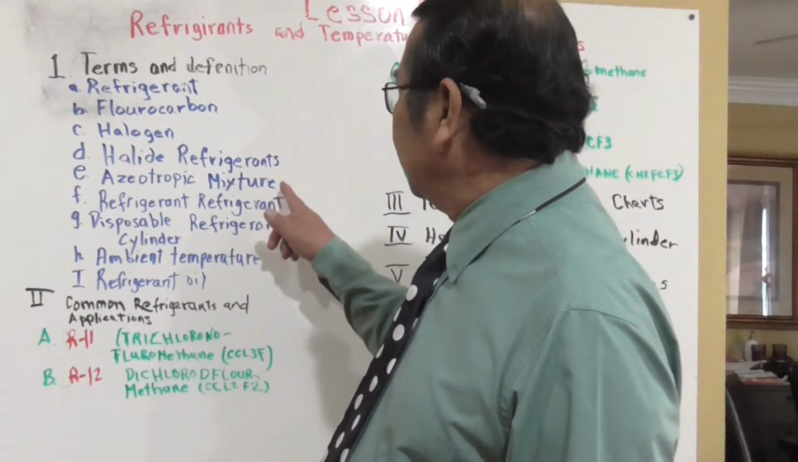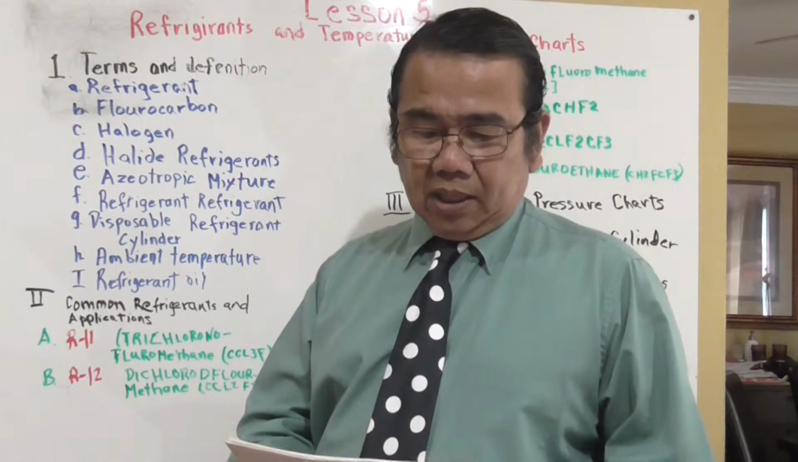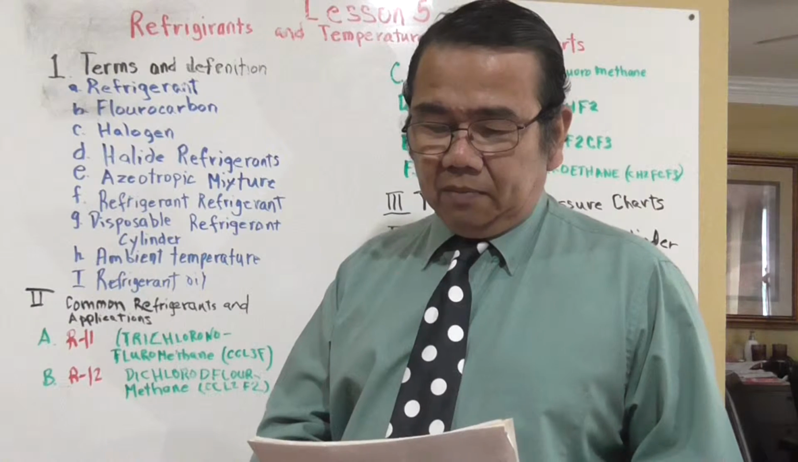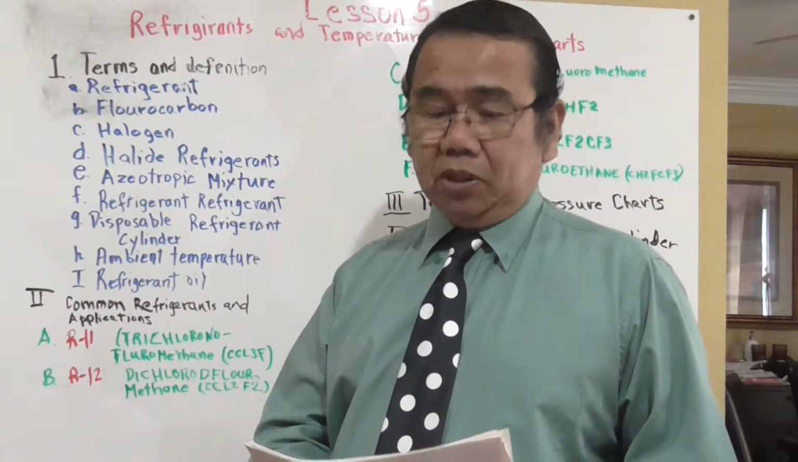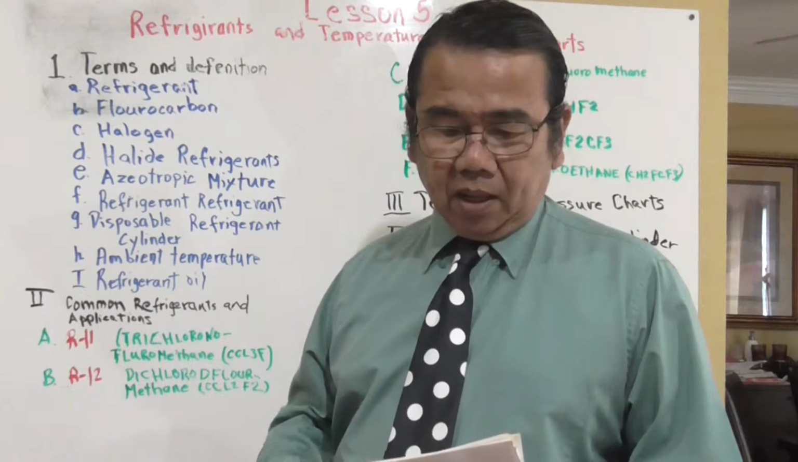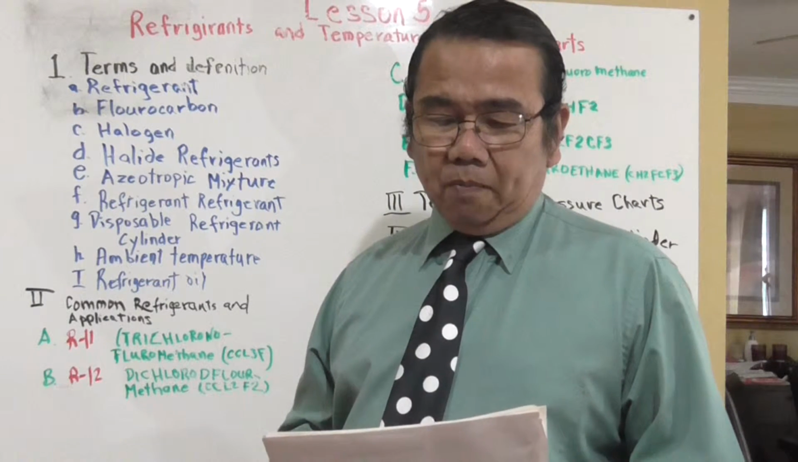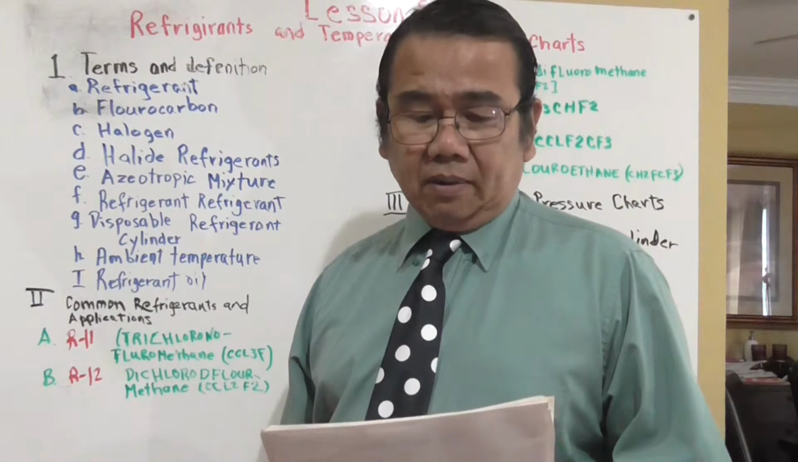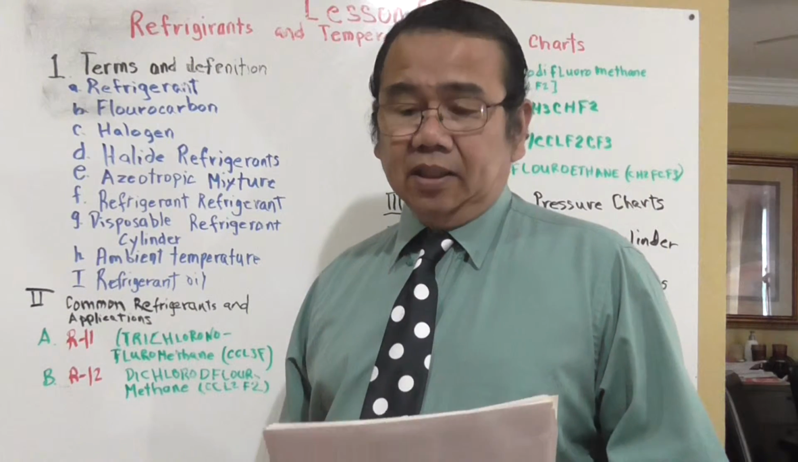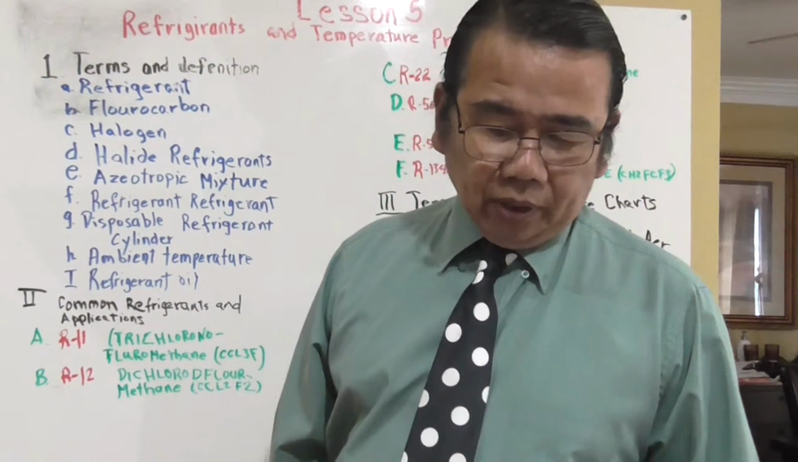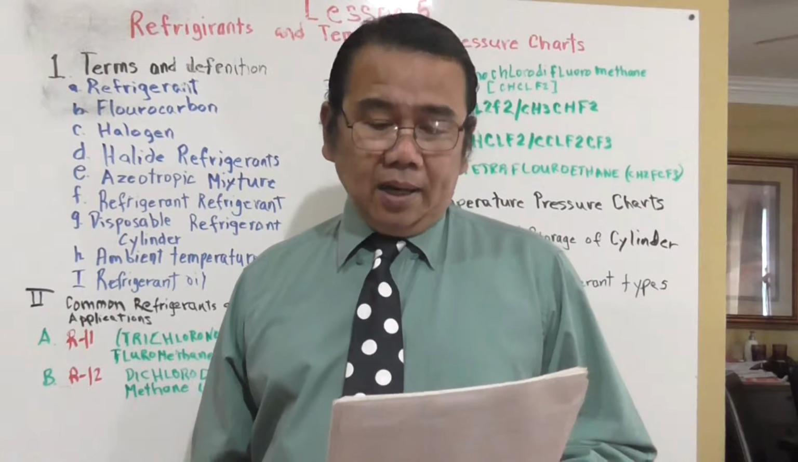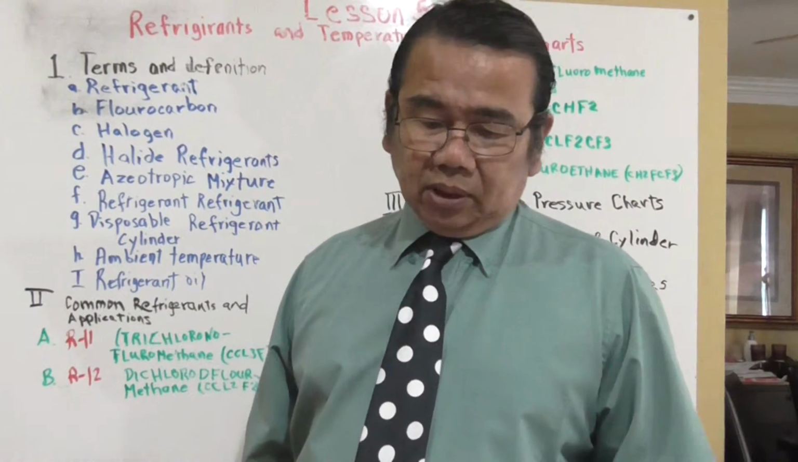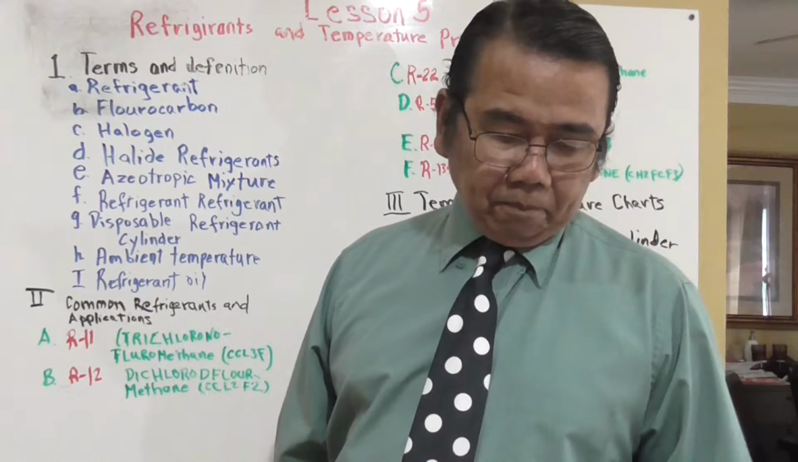The next one we'll be talking about is azeotropic mixture. It is a scientific name given to a specific mixture of different compounds in which the resulting mixture has different characteristics than either of the components. It can evaporate and condense without a change in its components.